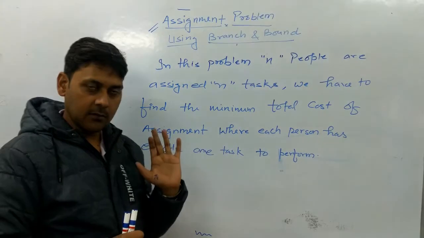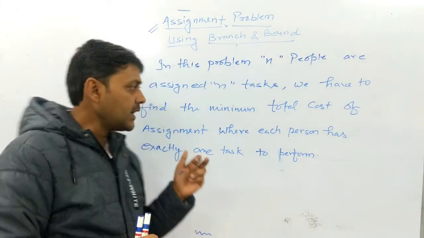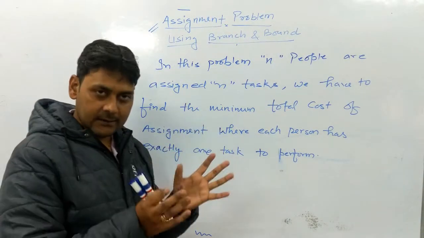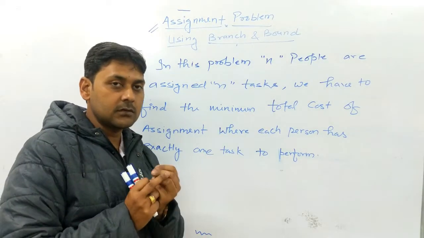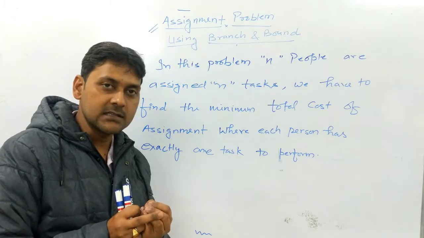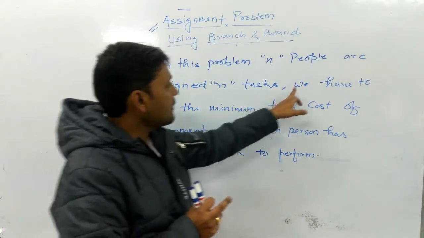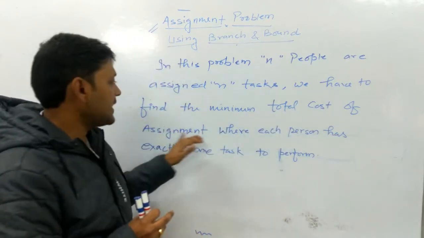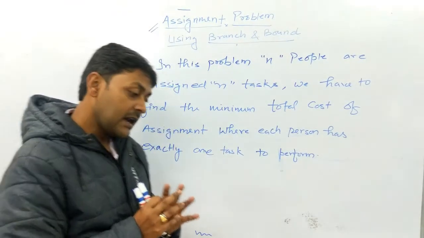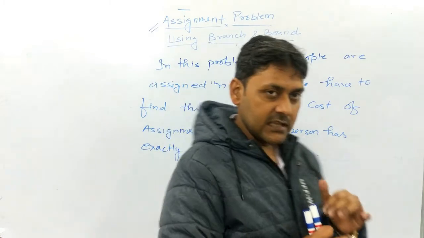Okay, I am discussing here that all tasks are done by persons at a minimum total cost to be utilized. So here we have to find the minimum total cost of assignment, where one condition is there.